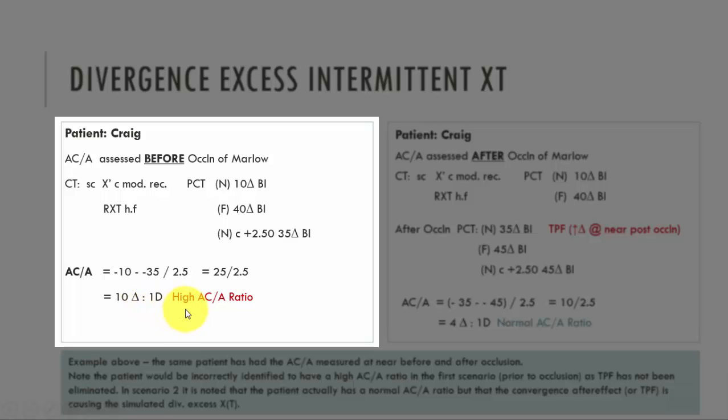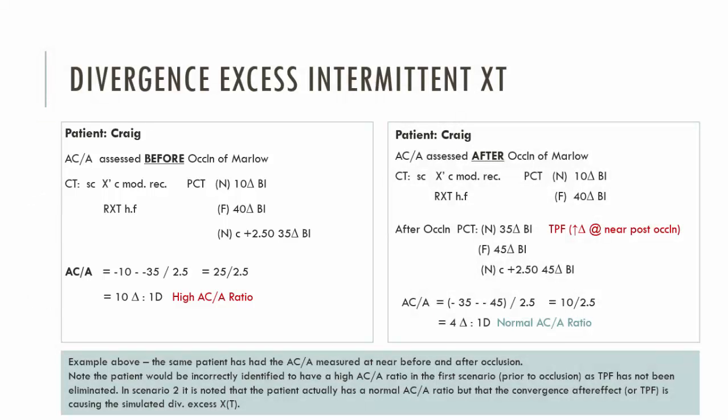We would conclude on the basis of this that the patient has a high AC/A ratio and that they have a simulated divergence excess XT based on having a high AC/A. Let's have a look at what might happen differently if we occlude the patient.